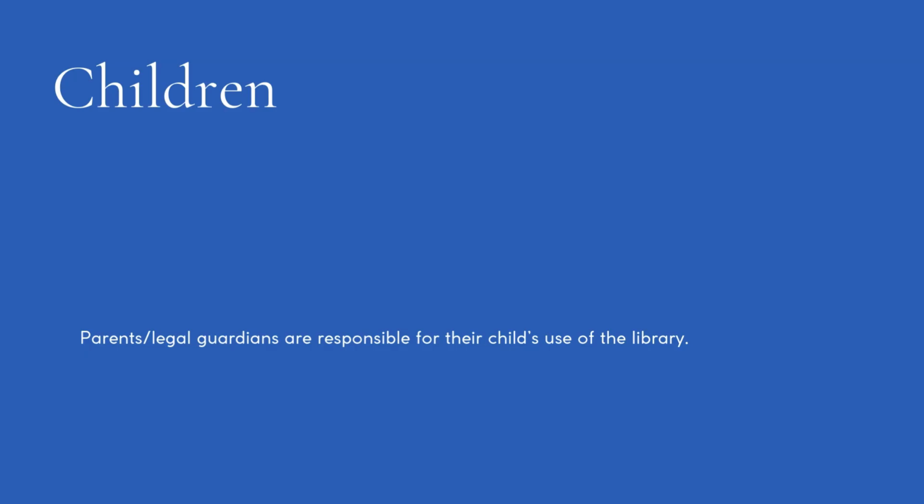Remember, a parent or legal guardian can be provided their child's library record if the child is age 15 and under. A record should not be provided to a parent, a legal guardian, or anyone else if the minor is aged 16 or above.